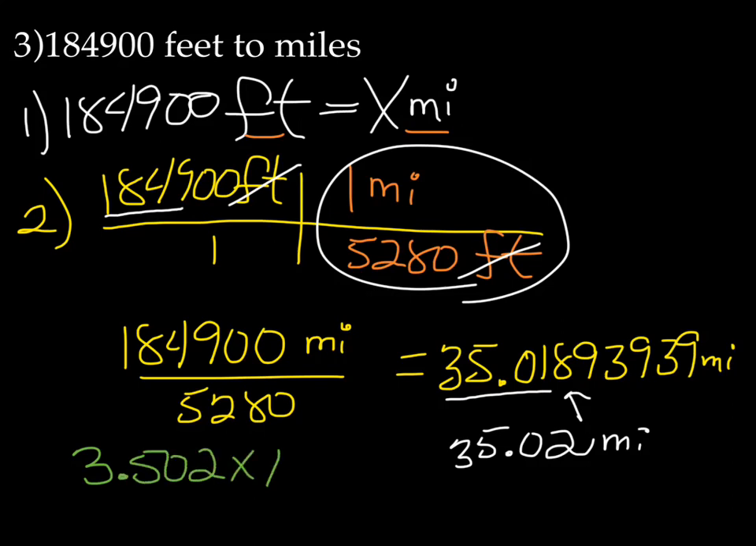When we change to scientific notation, we're going to have 3.502 times 10 to the, we move the decimal 1 time. 35.02 is a number bigger than 1, so it's a positive exponent. So I'm going to have 3.502 times 10 to the 1 miles.